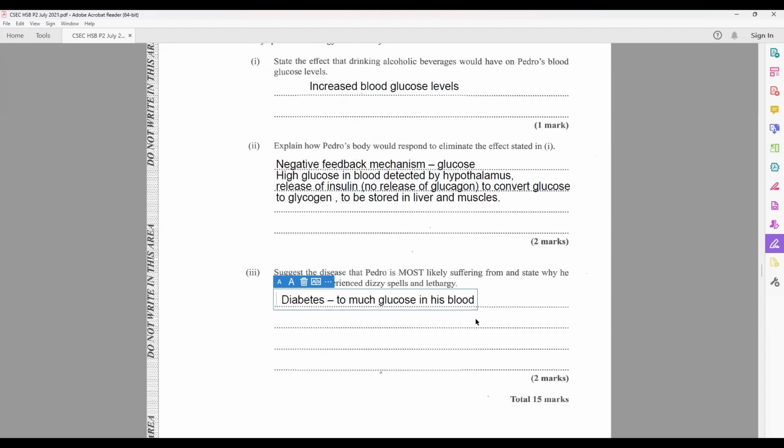Too much glucose in your blood, your pancreas is maybe not working as it should. Maybe the insulin isn't having the desired effect. In both instances, it means diabetes, your blood glucose is uncontrolled. A total of 15 marks for this question.